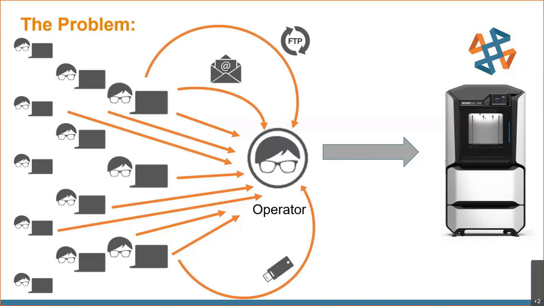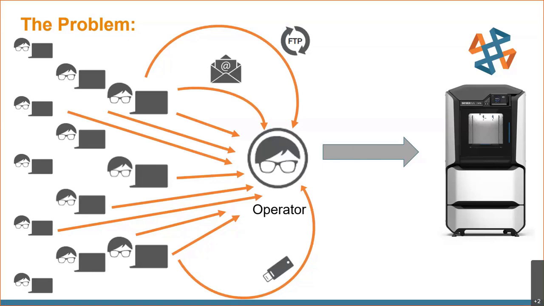Having all these files in different locations makes it difficult to stay organized. And when you have those files, you may not have all the information. Before they run a job, the operator may have to go back to the requester and say, hey, I don't actually know what material you need. You didn't specify a quantity, or are you okay with this color? Just getting information that should have been there from the start.